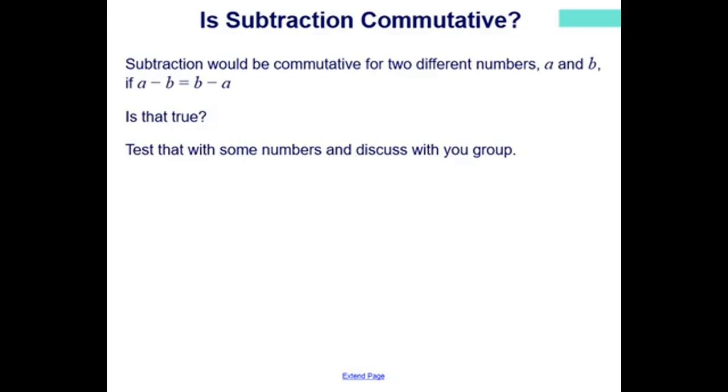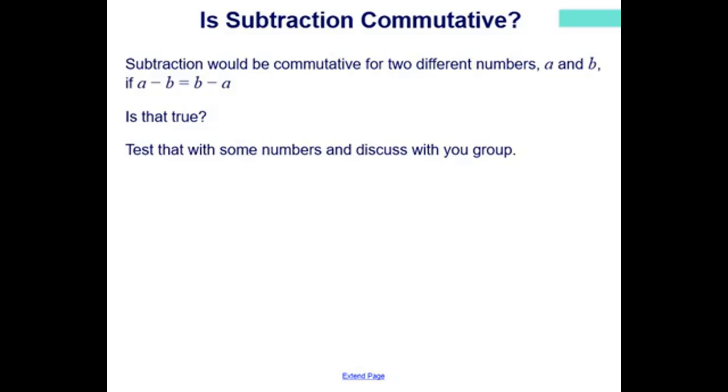Is subtraction commutative? Subtraction would be commutative for two different numbers, a and b, if a minus b were equal to b minus a. So ask yourself, is that true? Go ahead and test with some numbers and discuss with your group.